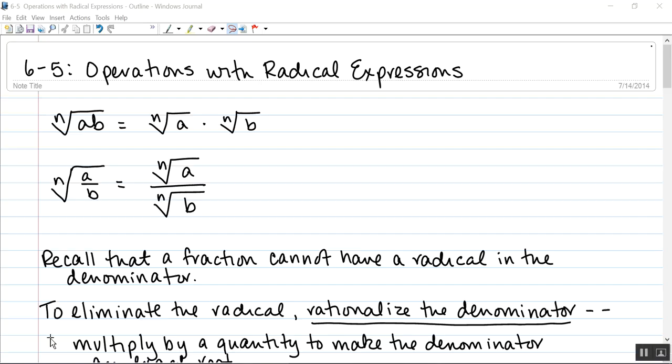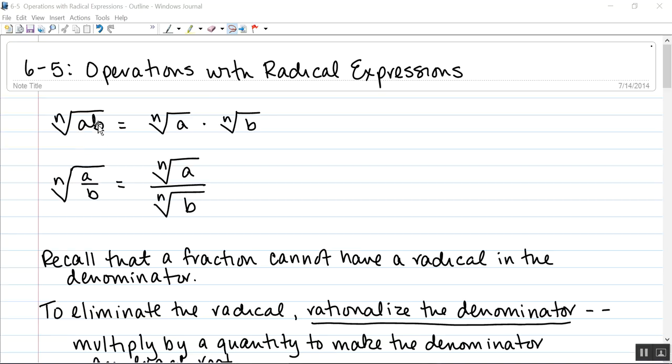Section 6.5 is on operations with radical expressions. We've done some of this before in Algebra 1 and dealt with radical expressions, but this time it's not going to be just square roots. We're going to use it with nth roots. So a couple properties here.